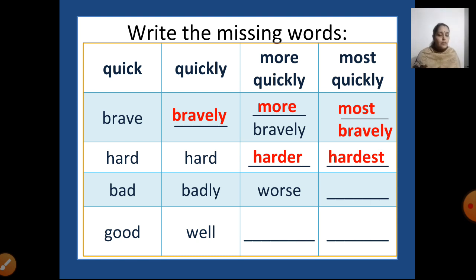And these words bad and good are irregular adjectives. So that word becomes different when I'm writing the comparative or the superlative form. So bad becomes worse and superlative becomes worst. Right? Bad, worse, worst. Now good.